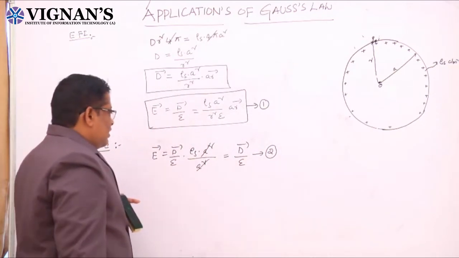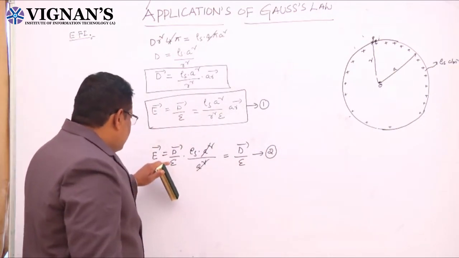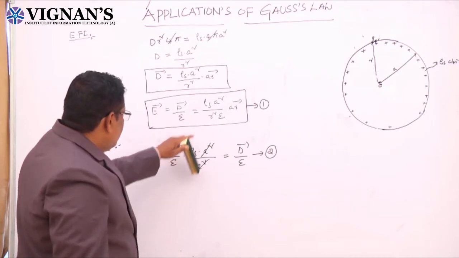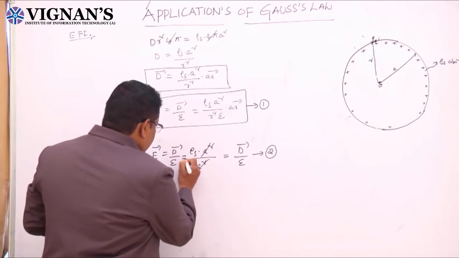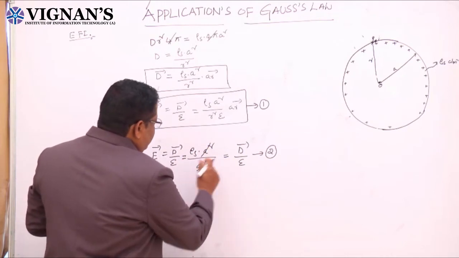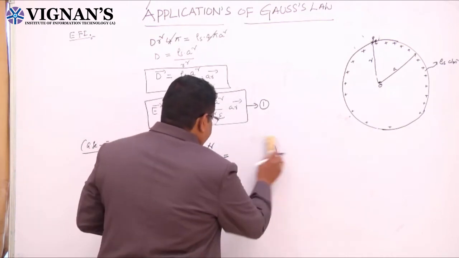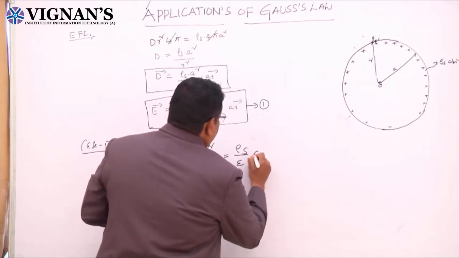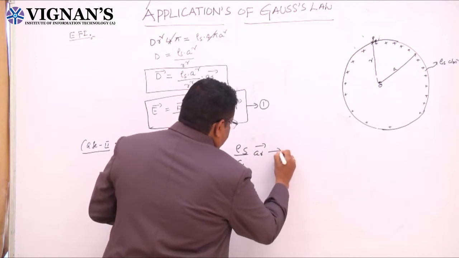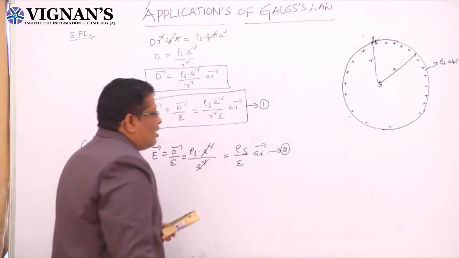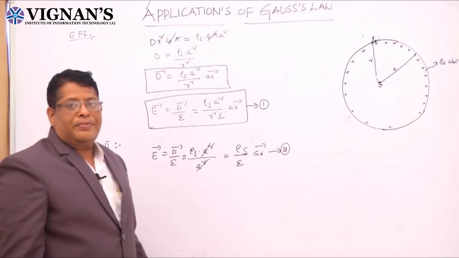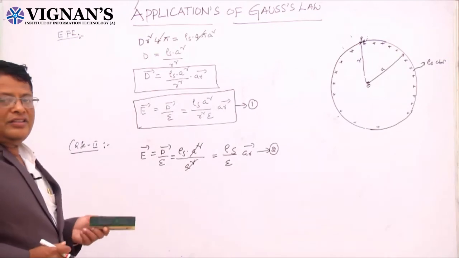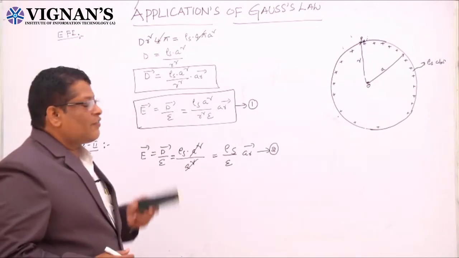This d bar by epsilon equal to rho s a square by a square, this is equal to rho s by epsilon a r square. This is the electric field intensity on the surface of a sphere.